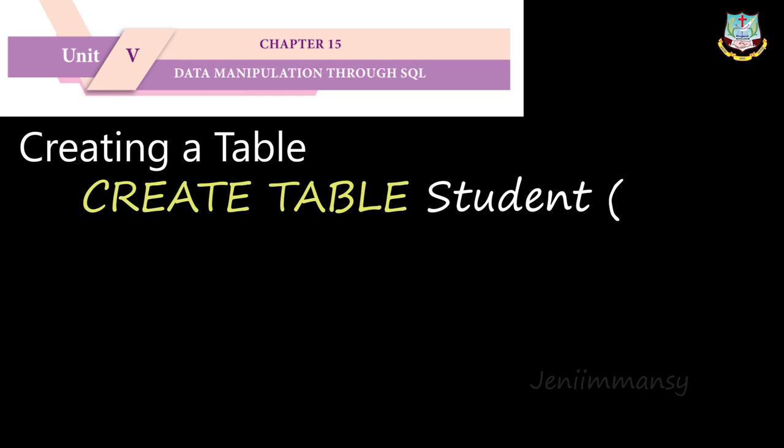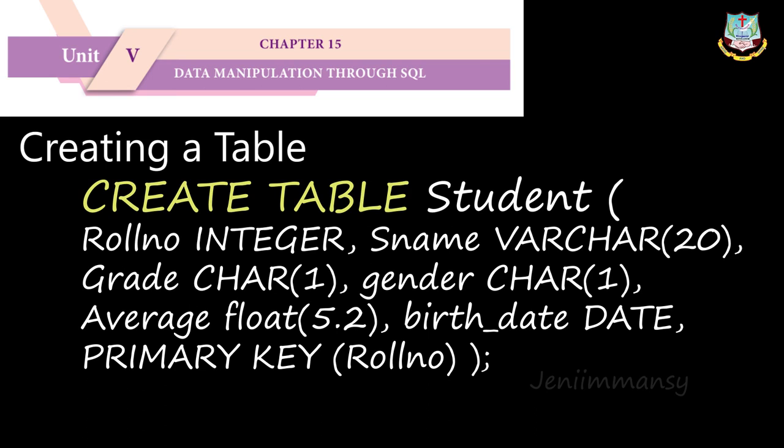So first one, here they are giving roll number integer, and then name varchar, grade char, gender char, average float, birth date. Here, you know the data types, right? You would have already learned data types: you will have integer, varchar, char, float, date, and so on, right?